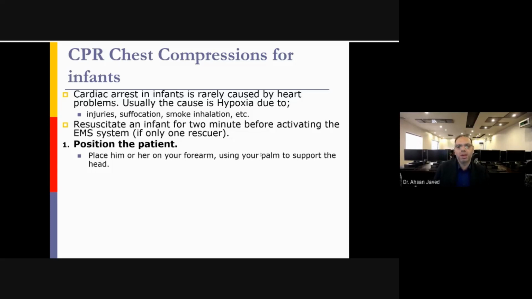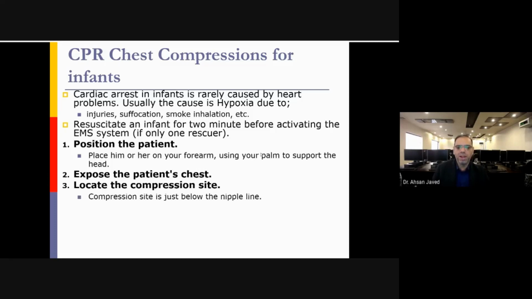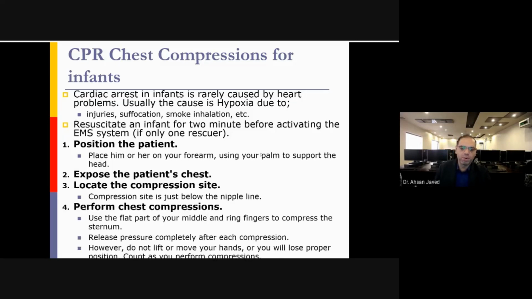For an infant, the size is small. You can place him or her on your forearm, using your palm to support the head. Expose the chest, locate the compression site. The compression site is just below the nipple line. Perform chest compressions. Use the flat part of your middle and ring fingers to compress the sternum. Release pressure completely after each compression. Do not lift or move your hands, or you will lose the proper position and the compression site. Count as you perform the compressions.